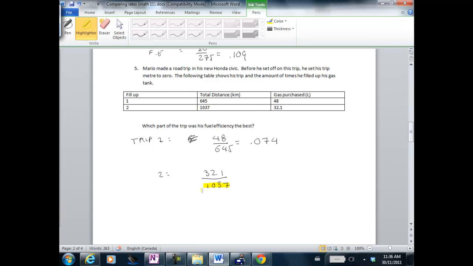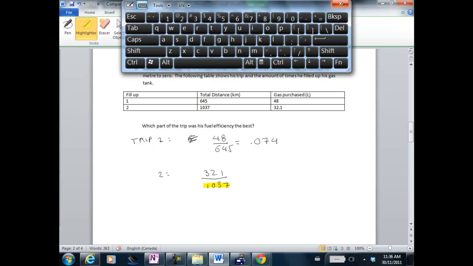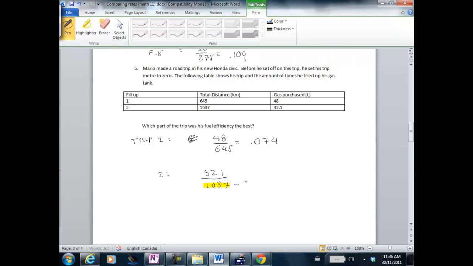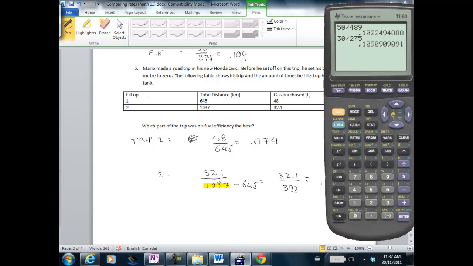This is not 1037. Think about what goes through here. 392. How do you get 392? Subtract 645. Yep. See, because you're continuing on. So you got to subtract 645, which gives you 32.1 divided by 392. Punch it in your calculator, and you're going to see which is more fuel efficient. 0.089? You said? Why do you have to subtract it? Yeah. Because this is your total distance in kilometers. You fill up here at 645, and then you travel again to 1037. So the distance you traveled really is 392.